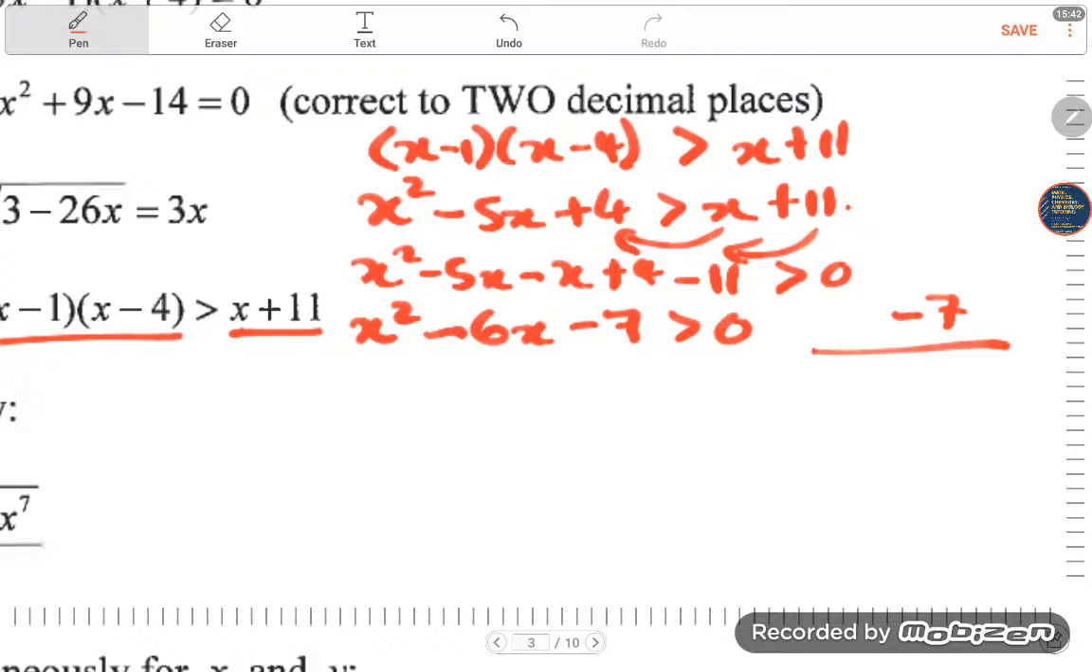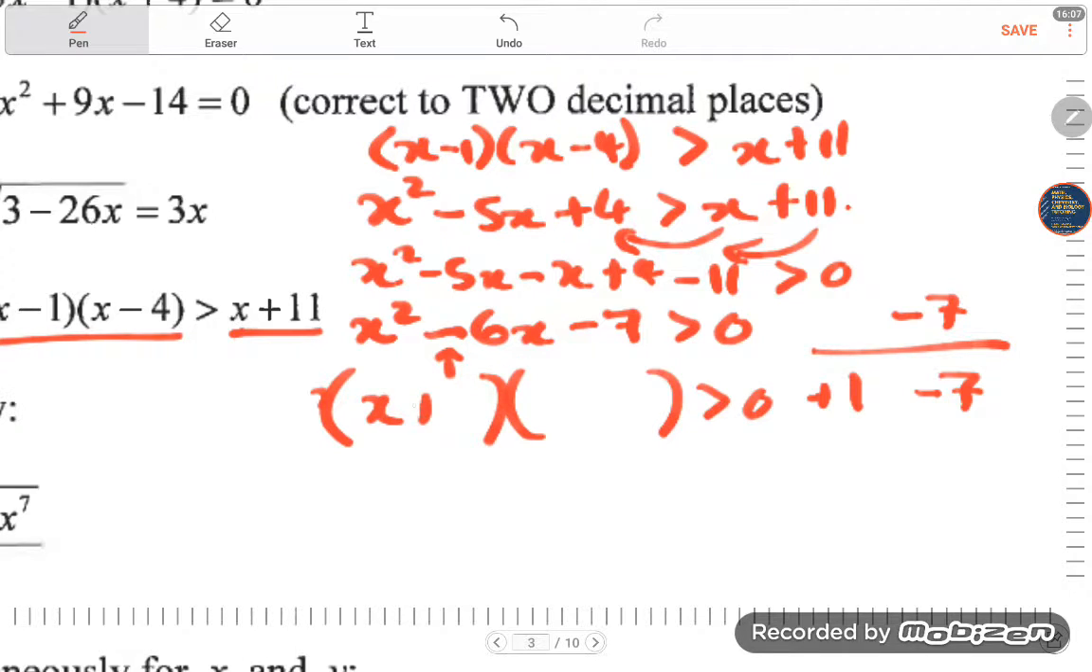Now, 7 is a prime number, and I'm thinking 1 and 7. But like we say, you look at this sign here to give you an indicator of what your larger number is going to be, and because it's a negative, it means it's going to be a negative 7 and a plus 1. So that's what we essentially get. But because it's an x squared, we can use the 2 brackets method. It's fairly easy. And that's going to be x plus 1, and then x minus 7, okay?